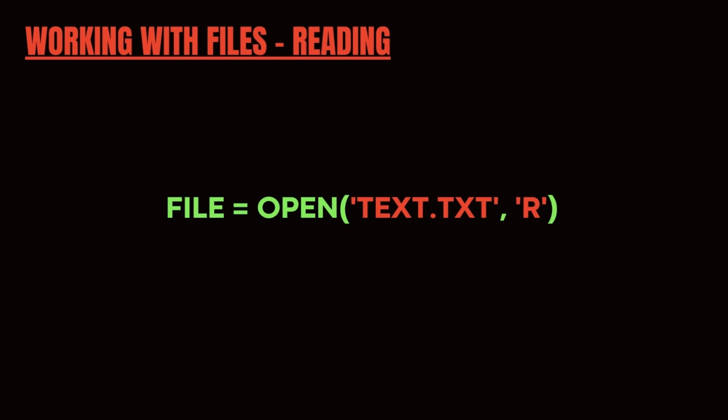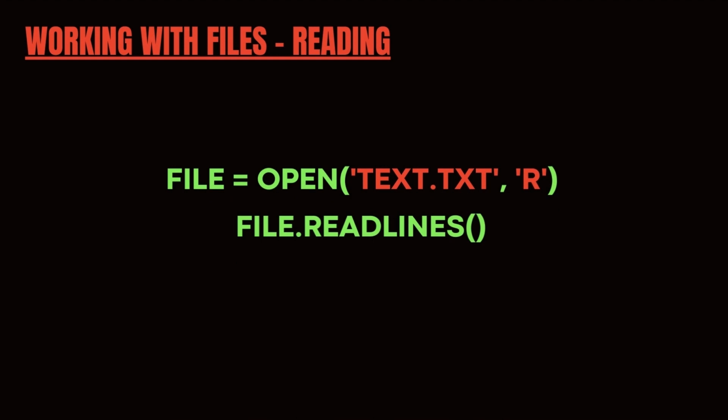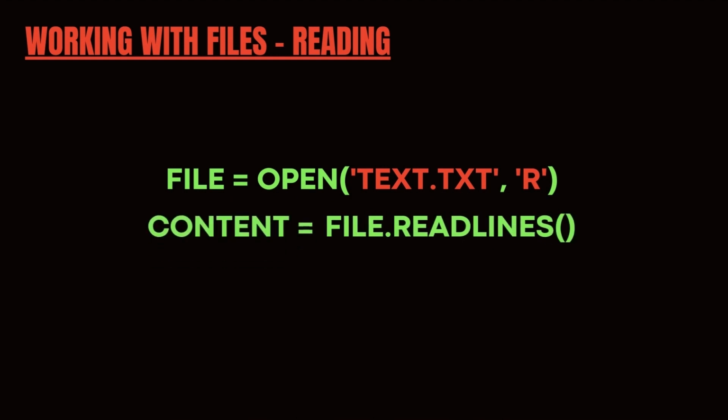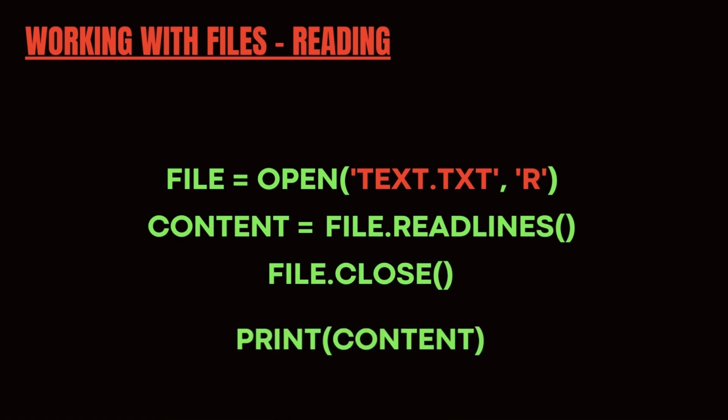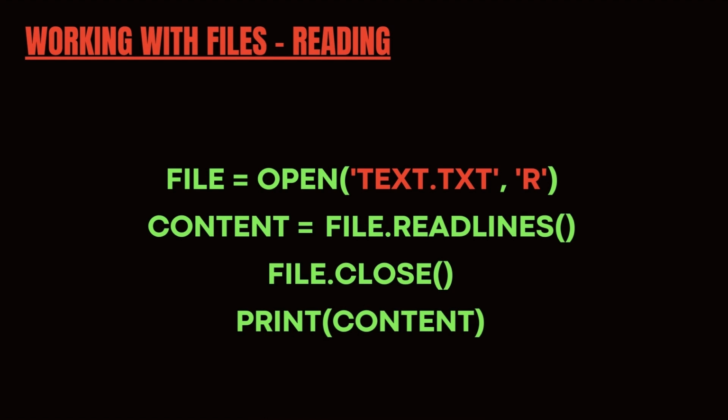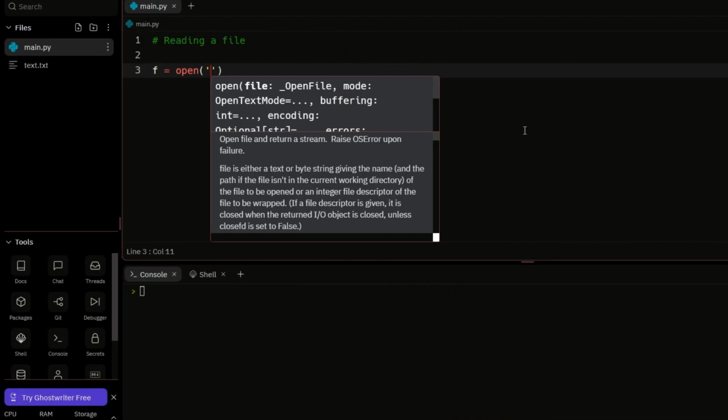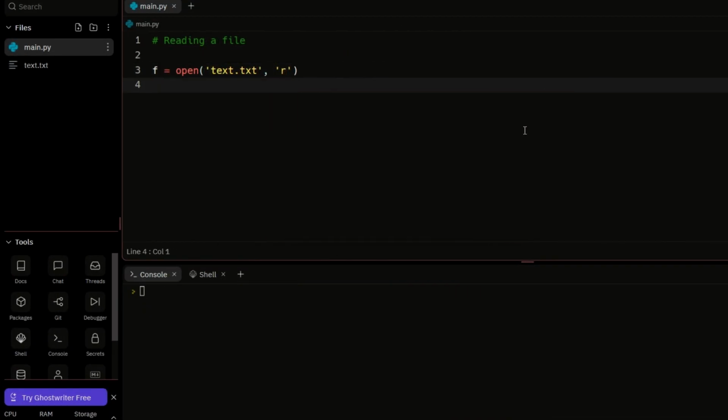Then, using this variable, we can use the function readlines. We can then store this in another variable, which will store the content of the text file. So I will call the variable content. Finally, we can use the function close. This isn't necessary, but you could face problems if you don't have this. Lastly, we can print out our text content. Let's try this out. Make sure to use a lowercase r.